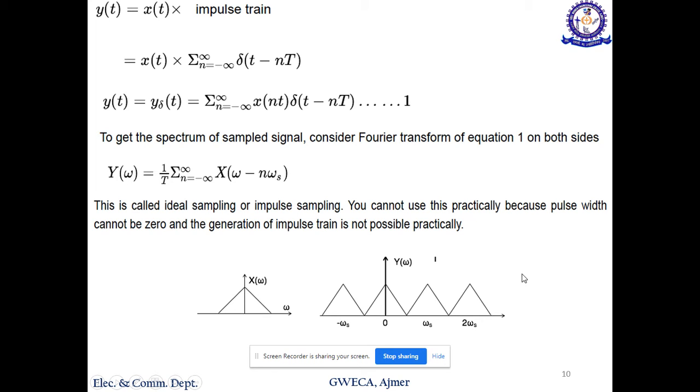And so on. If you want to reconstruct the signal, just pass it through a low pass filter. After passing through a low pass filter or band pass filter, you will get this kind of energy. Okay.